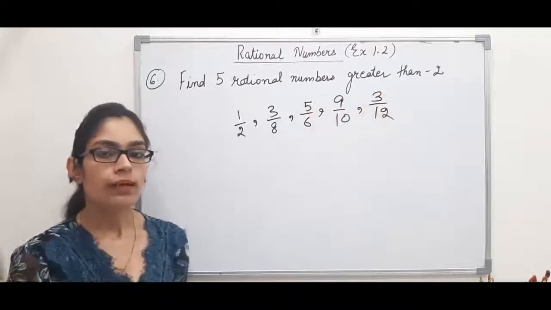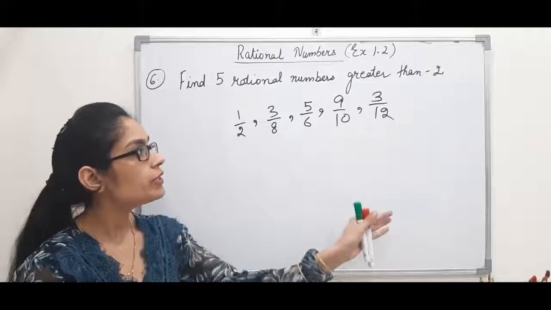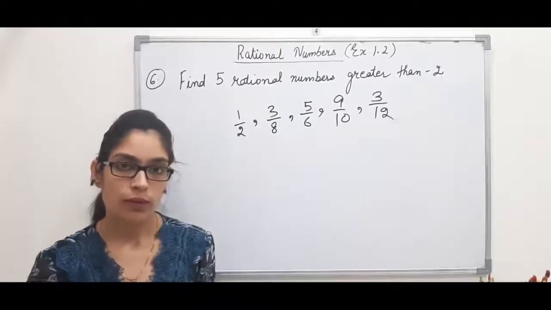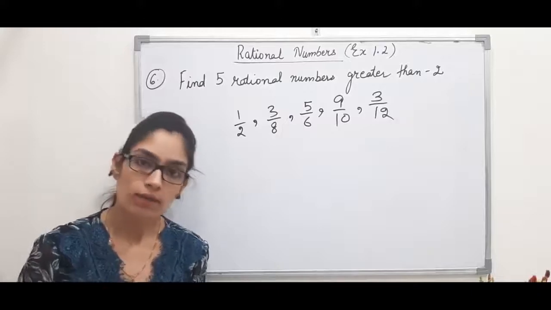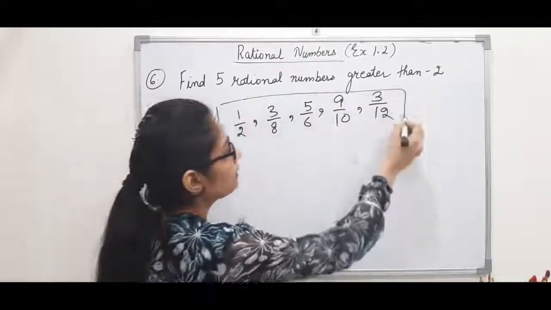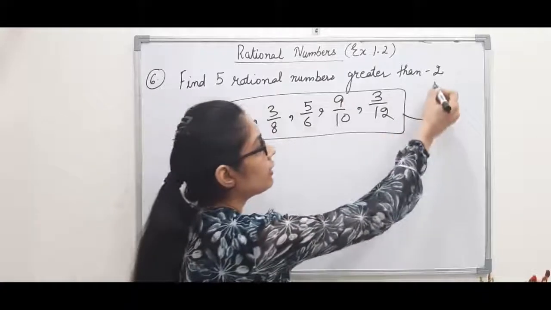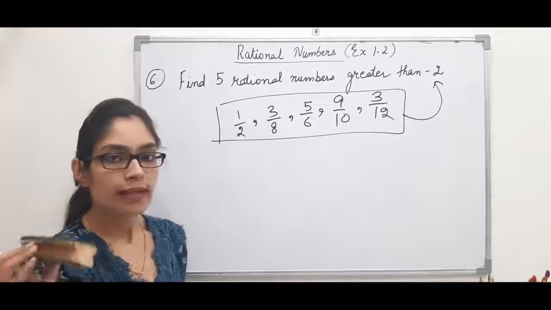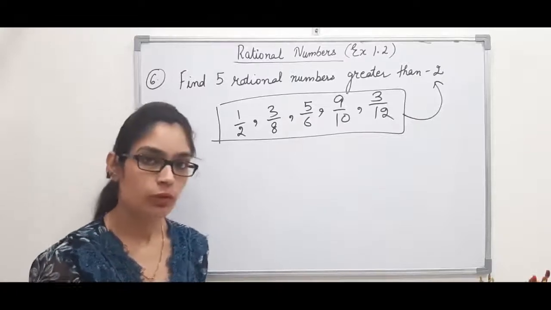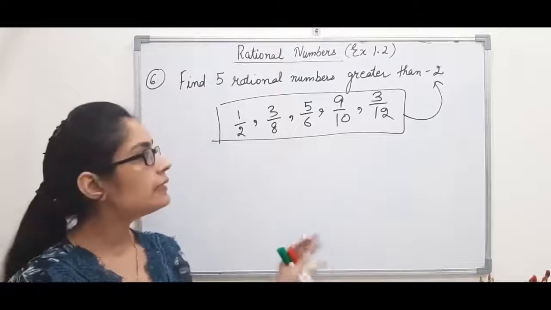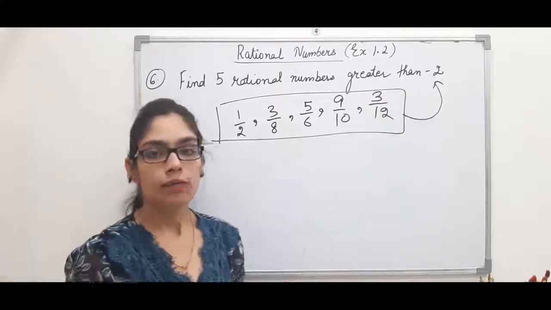Now they want us to write those numbers which are greater than -2. Any positive number will always be greater than a negative number, as I have already told you. So all these numbers are rational numbers which are greater than -2. So you can do it in this way. You can write any numbers, but you have to choose only positive numbers, because all the positive numbers are greater than all negative numbers.